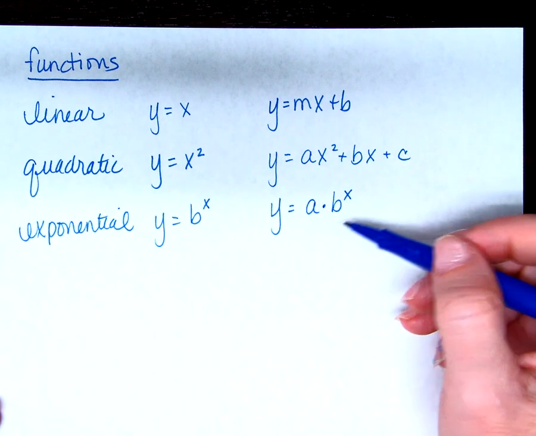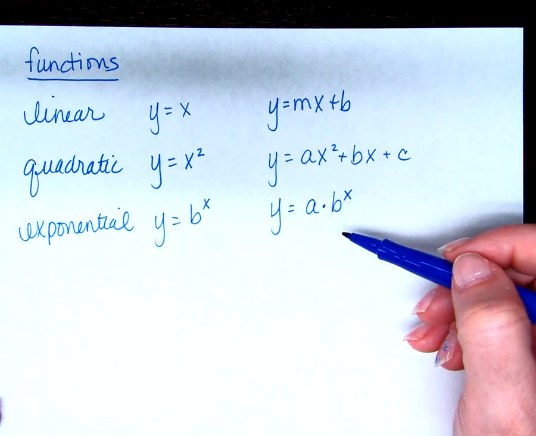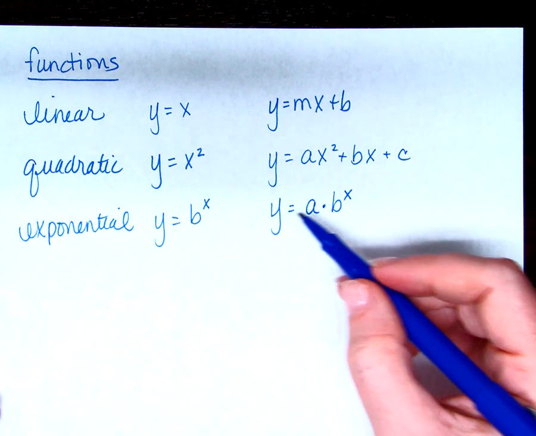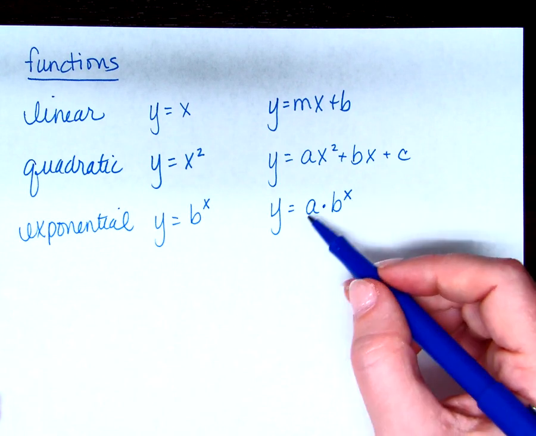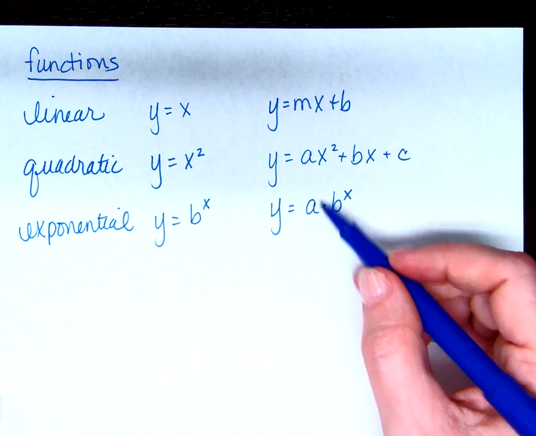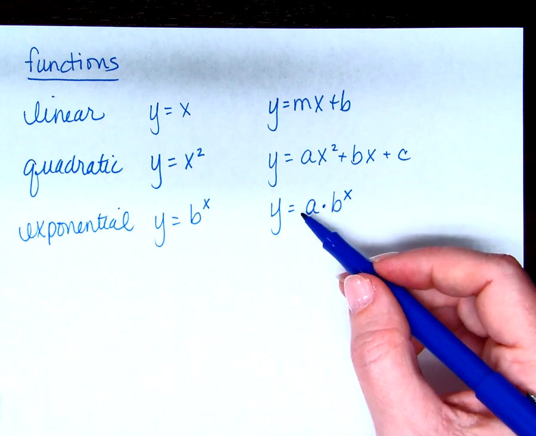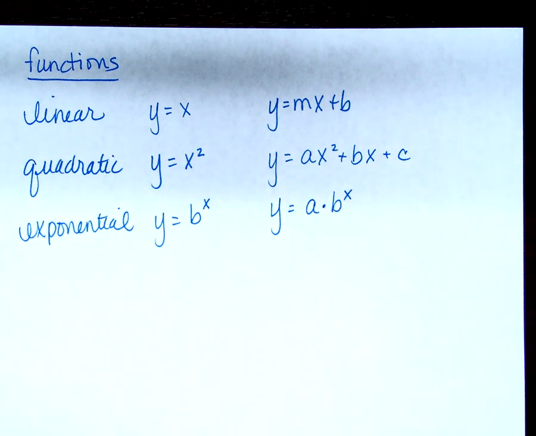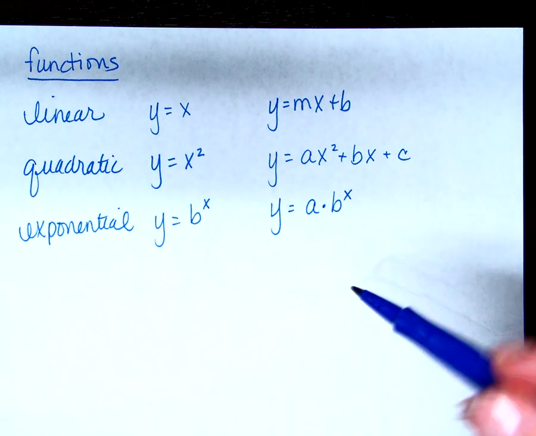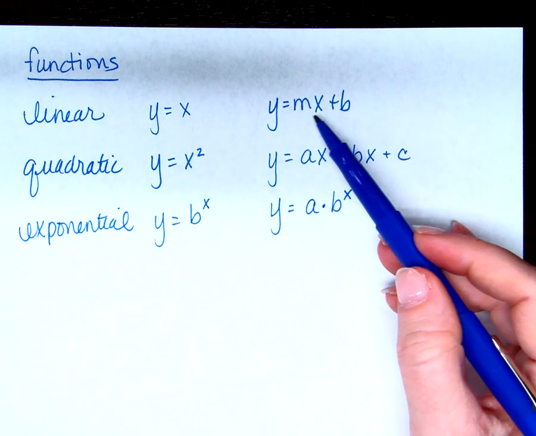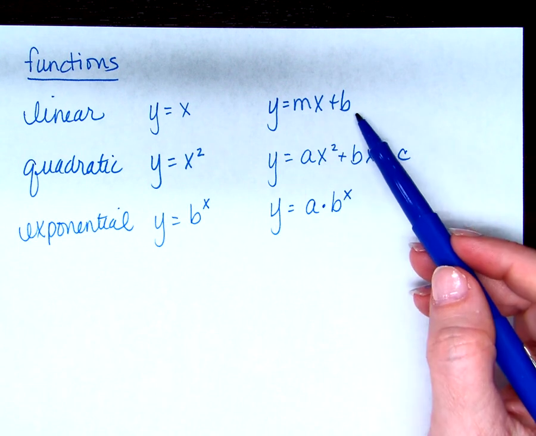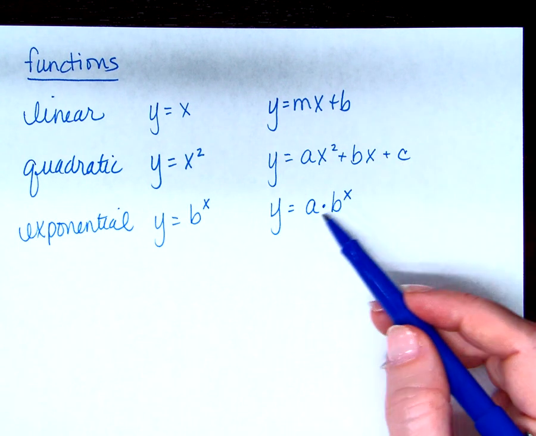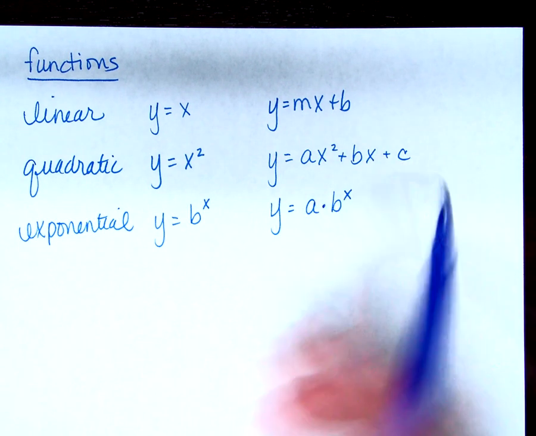Here's the part word problem-wise you need to know. Okay? Y equals A times B to the X. A is going to be where you start. The first term, where you start. And B is going to be the change. Okay? Now, in a linear function, B was where you started, and M was what you changed. It's kind of backwards here. A is where you start, B is how you change.